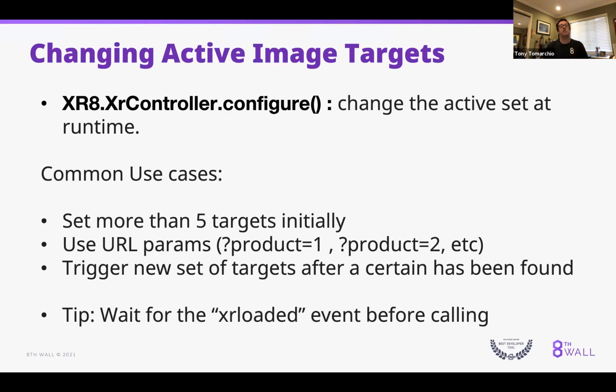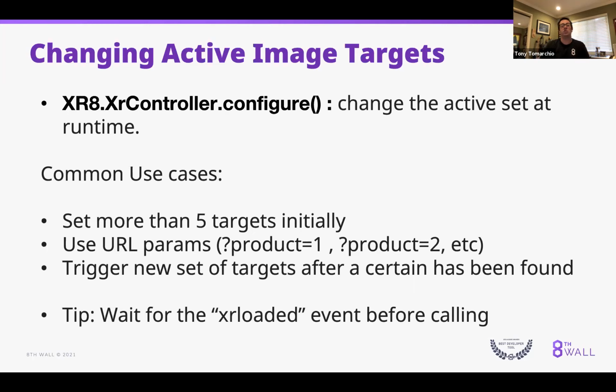This is also really helpful if maybe you have different products, maybe product packaging, and they have QR codes on the boxes, or maybe you have different posters, different pages in a magazine or a comic book. You might have a scenario where you have way too many image targets, and you need some type of logic to determine, well, which subset do I want to activate?